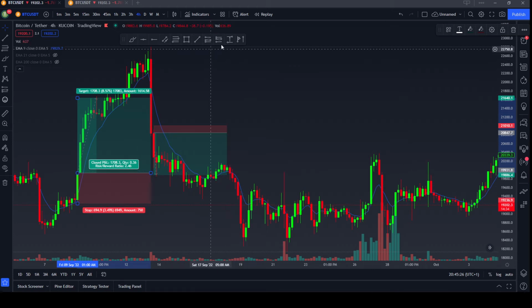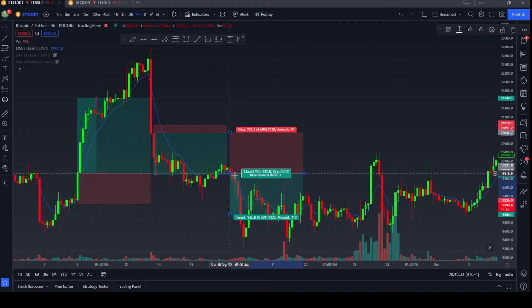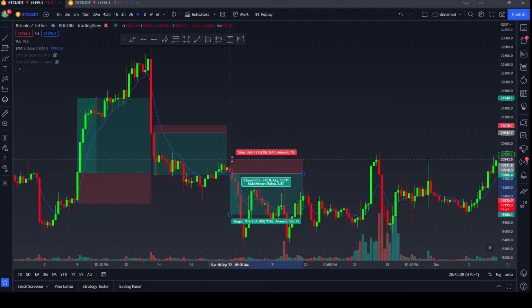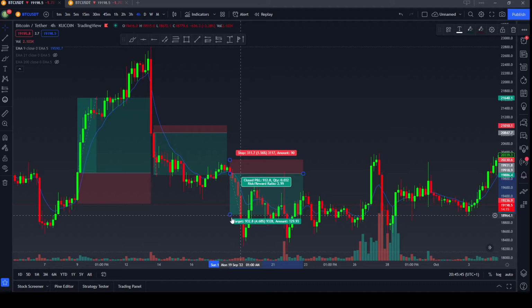And we've got another one here on a short. Body candle closed. So there's our entry. Stop loss just above the order block, the order block being this consolidation here. And then where was our first body close? Came in here.